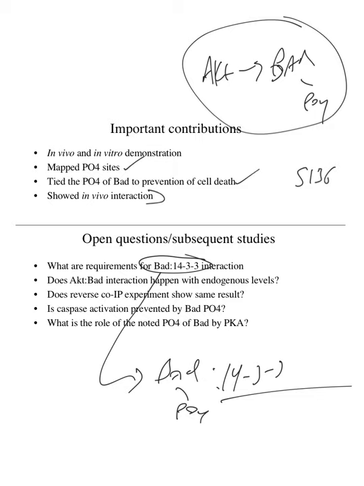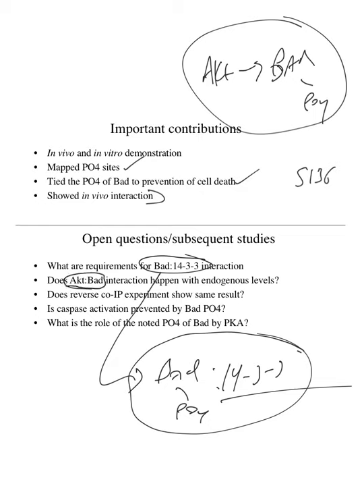14-3-3 is a cytosolic protein that binds to phosphorylated BAD and sequesters it. So it traps it, and it keeps it from going over to the mitochondrion where it would physically interact with BCL2 and pull BCL2 away from Bax. And there's other things that they didn't do in this experiment that we could ding them on if we wanted to be really critical.